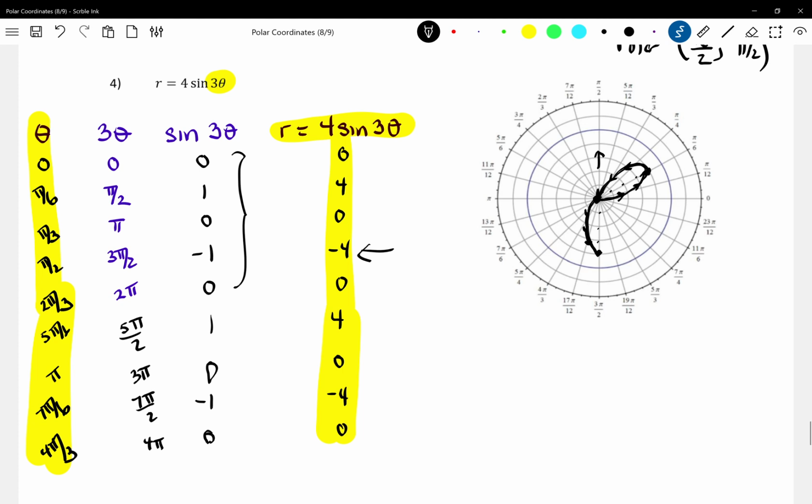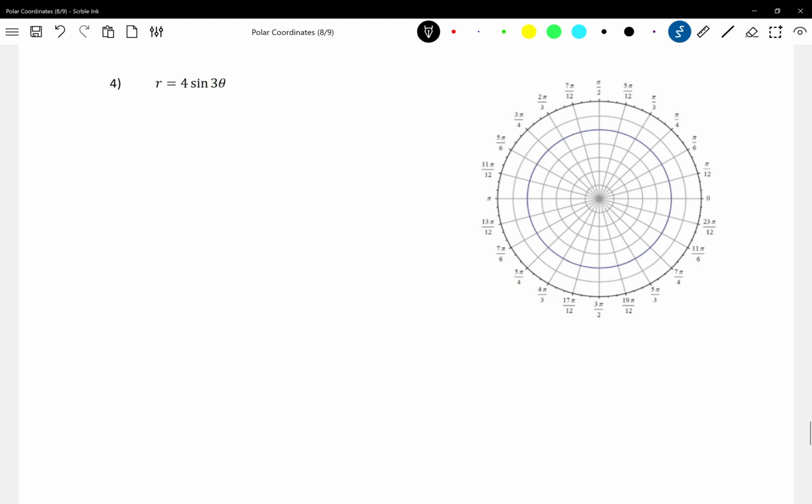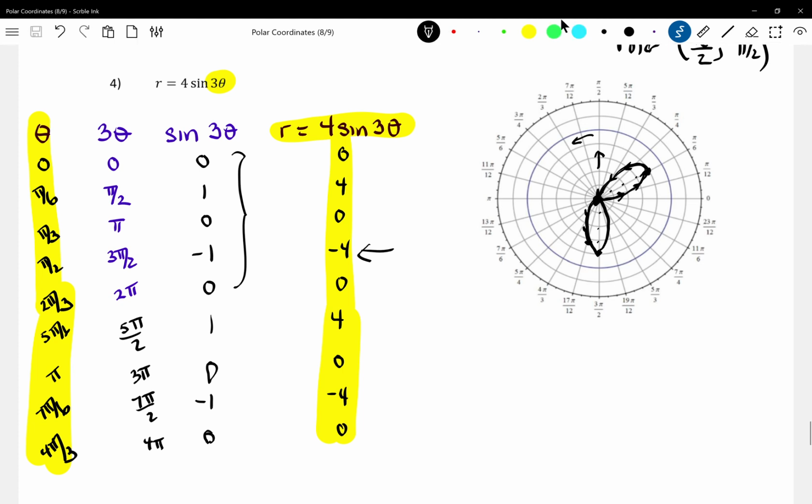So at 2 pi over 3, r is 0, which means we end up back here, which means we had to make our way back up this way. Because as my theta is increasing, my r's are negative, which means I'm still on the opposite side. All right, so now what happens after that? We got out to 5 pi over 6 for an r of 4, which is right here. So again, keeping it going. And then we're back to 0 at pi.